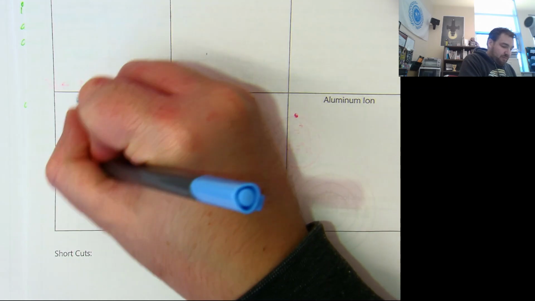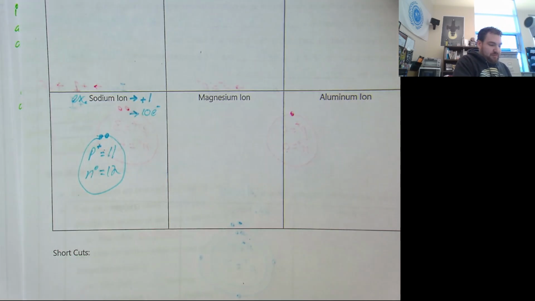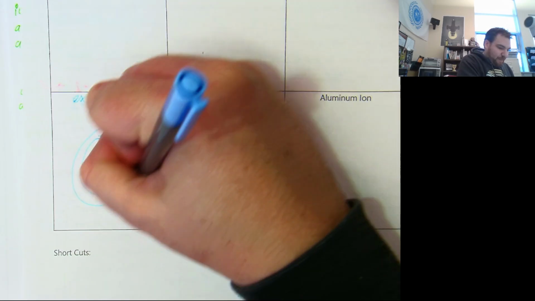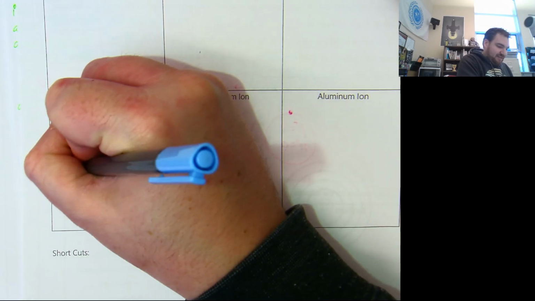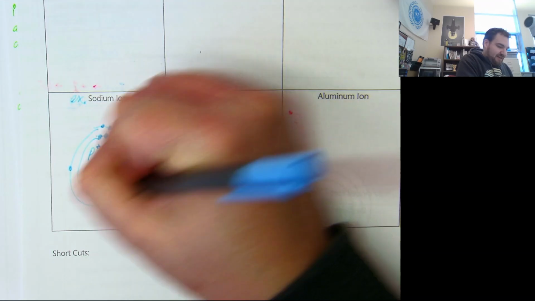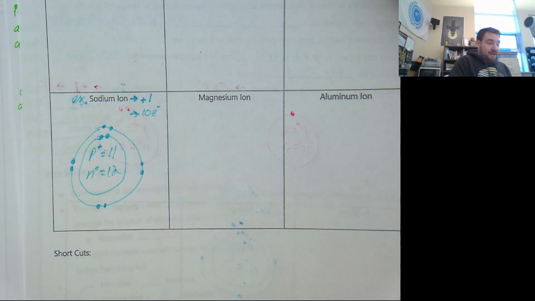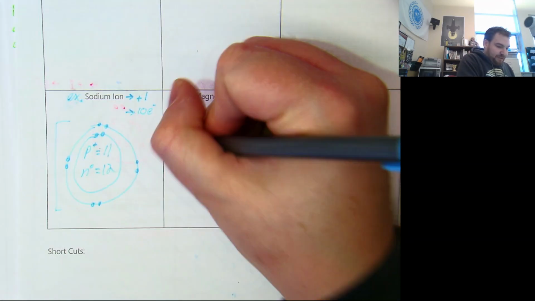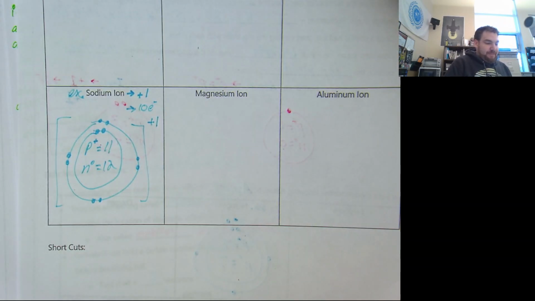So my first shell has 2. My next shell has 3, 4, 5, 6, 7, 8, 9, 10. That's everything sodium's going to have. Because it's an ion, we put the square brackets around the thing with the charge up at the top.